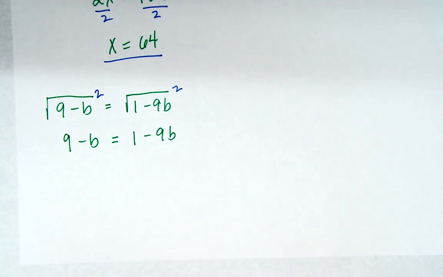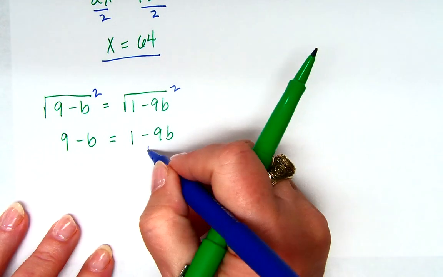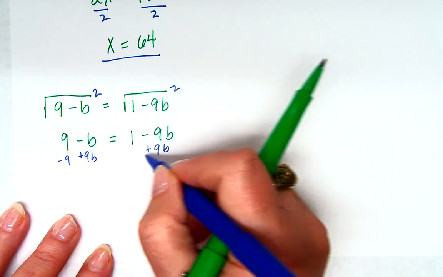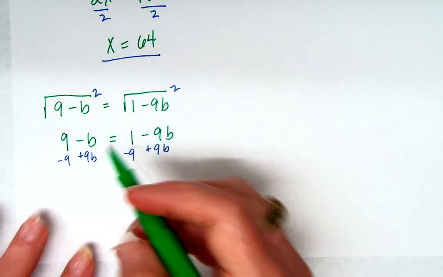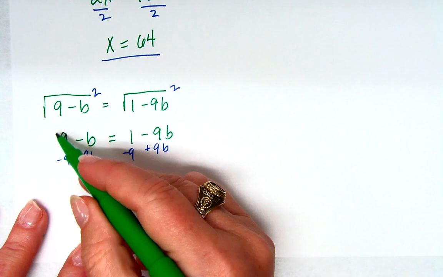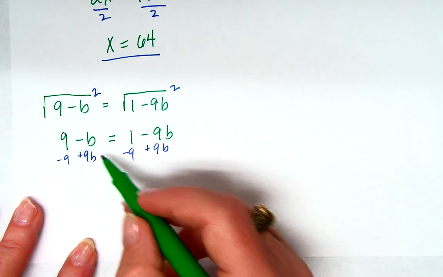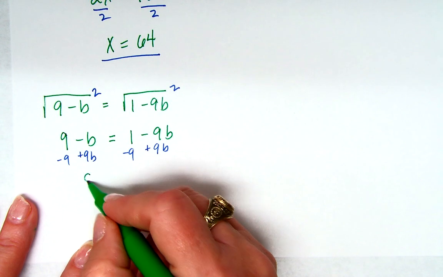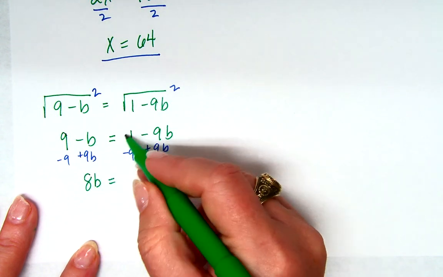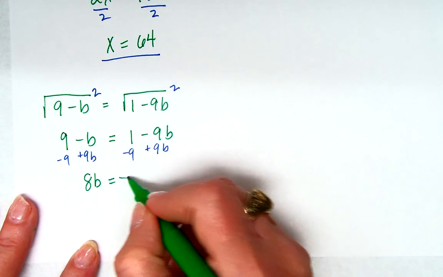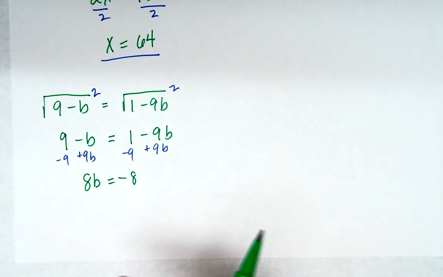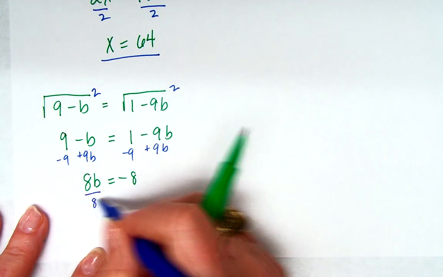Because how hard is this problem to solve? If I add 9b to both sides and subtract 9 from both sides, what do I get? This is 0. This is 10. Try one more time, 8b. All right. Negative 8. This is 0. So to solve for b, b is -1.